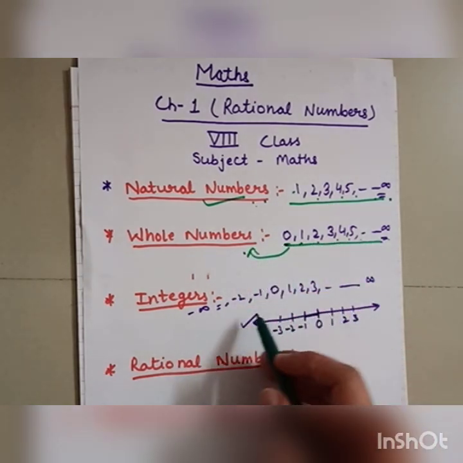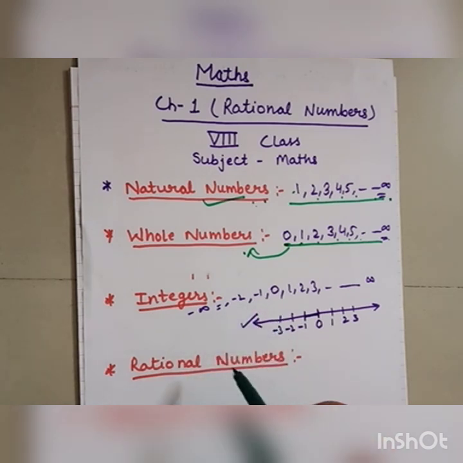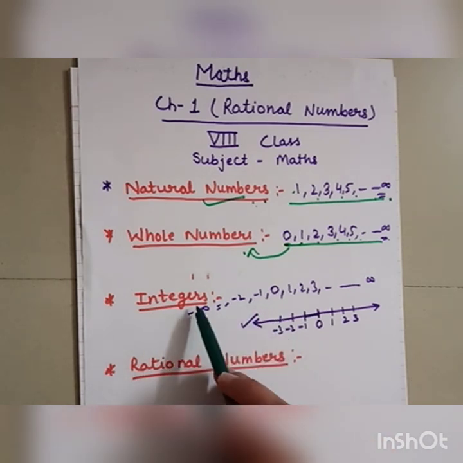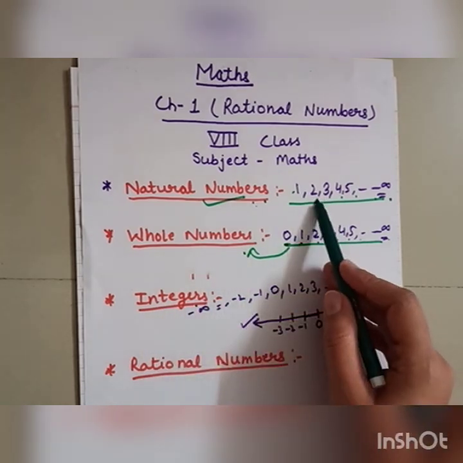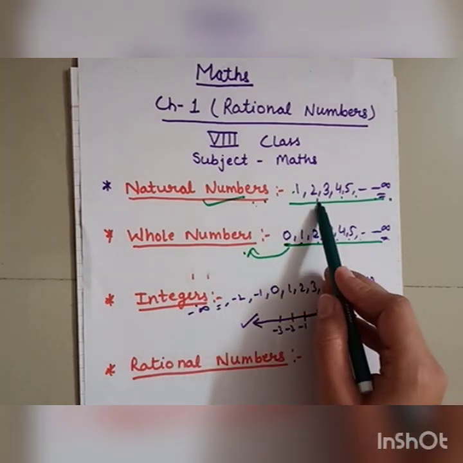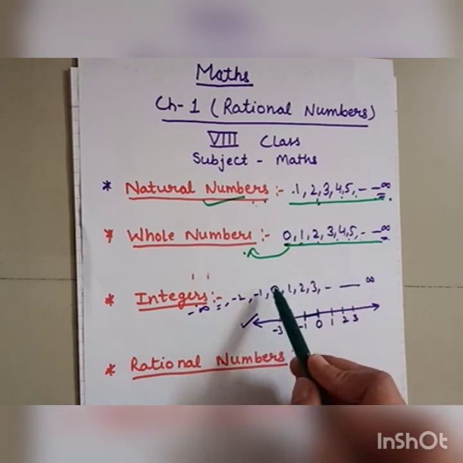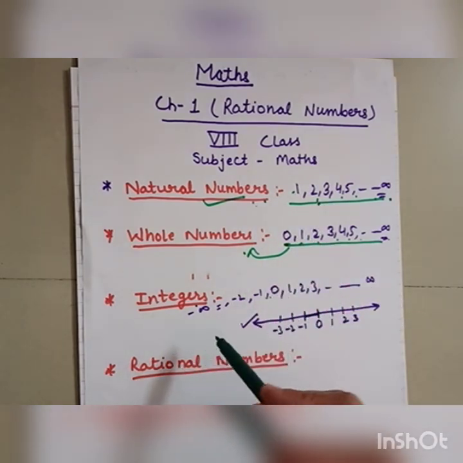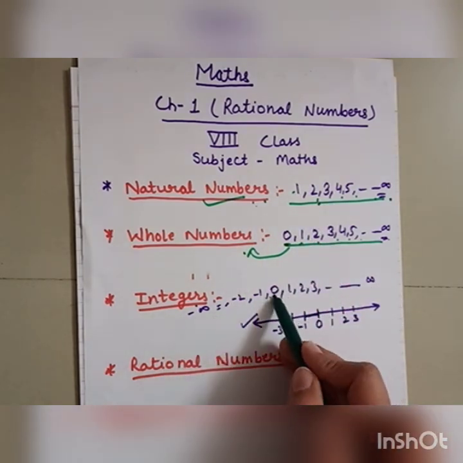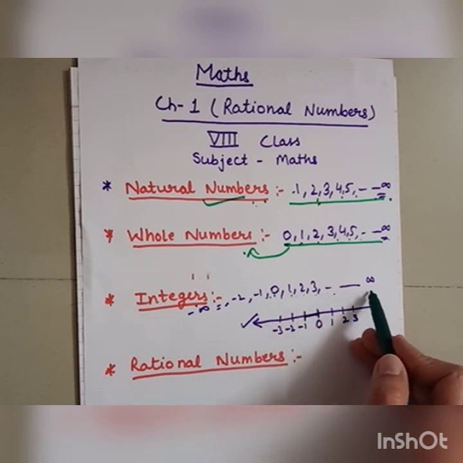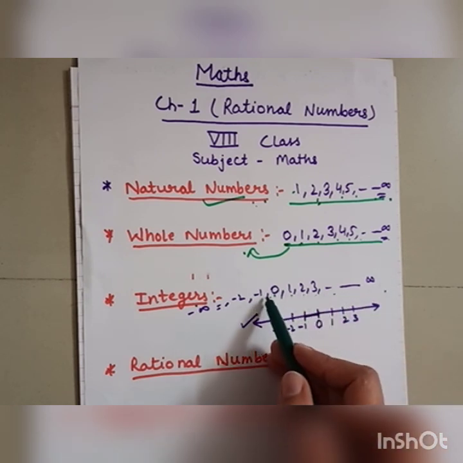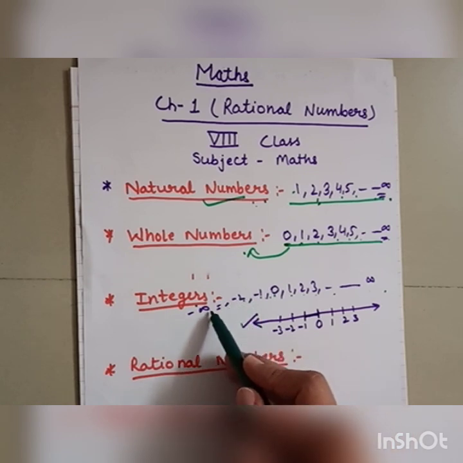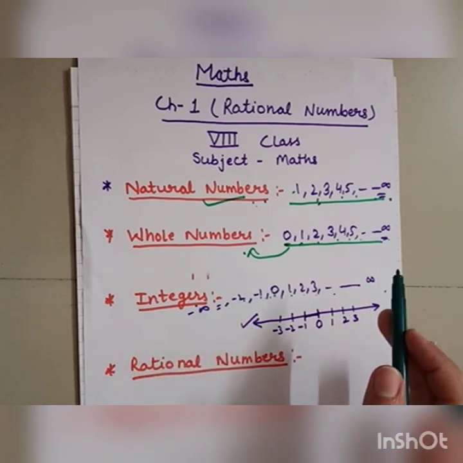Now the next type is integers. Integers include the positive natural numbers, the negative of natural numbers, as well as 0. These are called integers: 0, 1, 2, 3, 4, 5 up to infinity, and on the left side -1, -2, and so on up to minus infinity.